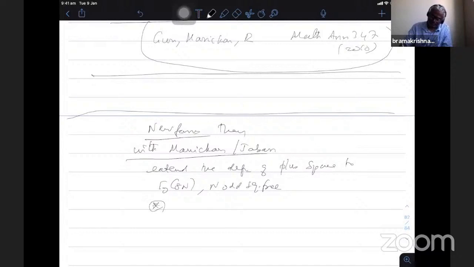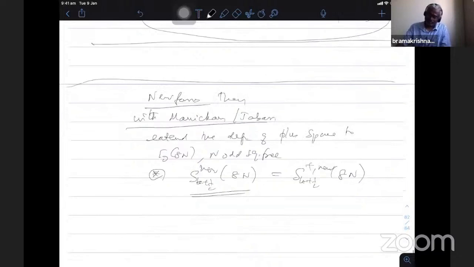The space S_{k+1/2}^{new}(8n) is nothing but S_{k+1/2}^{+} new of level 8n. This was already studied by Manickam in his thesis, for level 8n with n odd and square free. But when we introduce the plus space, we see that these two spaces are one and the same. So we could define a projection operator which takes forms to the plus space, and define a plus space in this level 8n also.